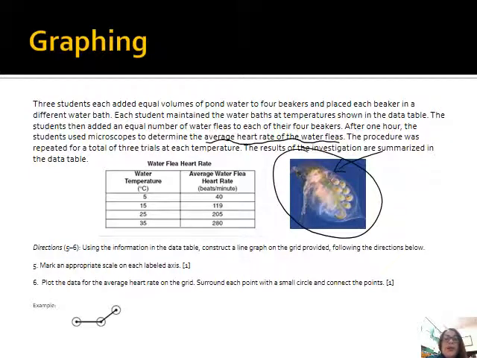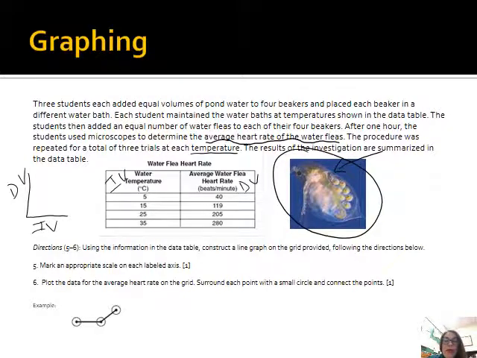The procedure was repeated for a total of 3 trials at each temperature. So we're also dealing with changing temperature. The results of this investigation are summarized in the table below. So again, when we're looking at a data table, the IV is on the left, the DV is on the right. When we do our graph, now we're going to put our independent variable on the x-axis and our dependent variable on the y-axis.